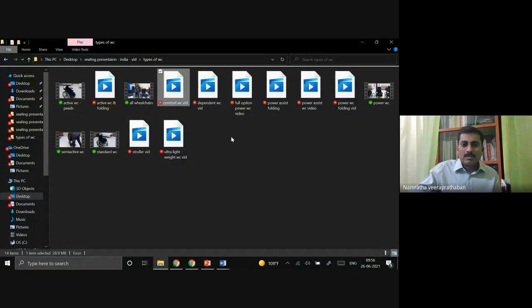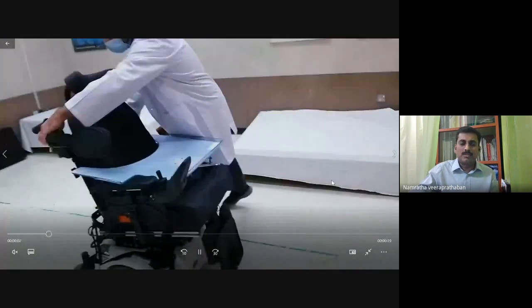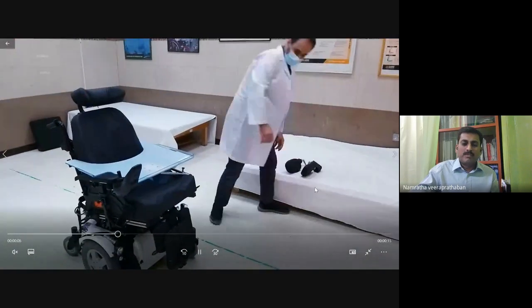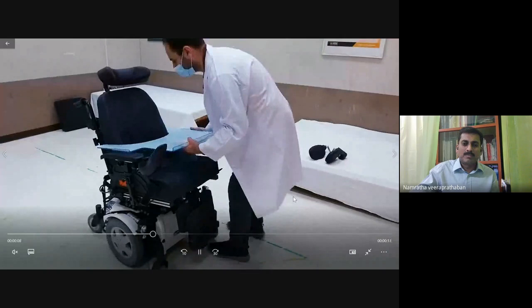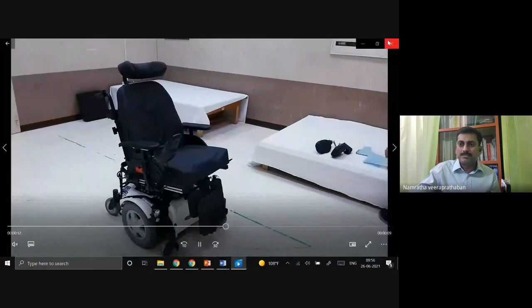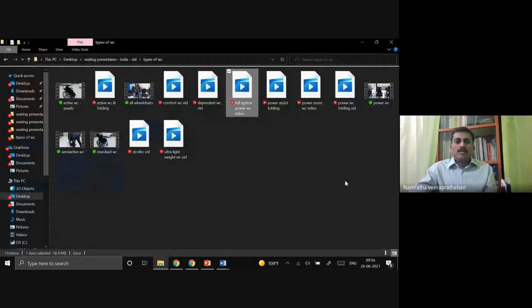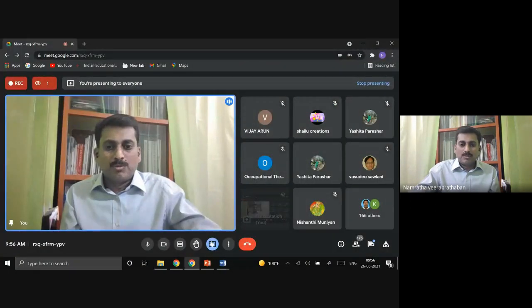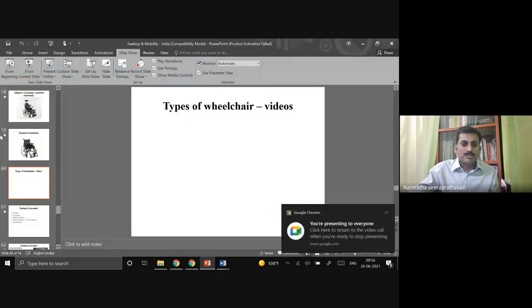All right. Now I think almost all we're finished. This is the full option power wheelchair, just to have a look at it. As I said, power tilt, power recline, power elevating, and power lift options. I'll show you the demo. Okay, this is how it looks like. All right. Now I think almost all, I showed you the demo of types of wheelchairs.